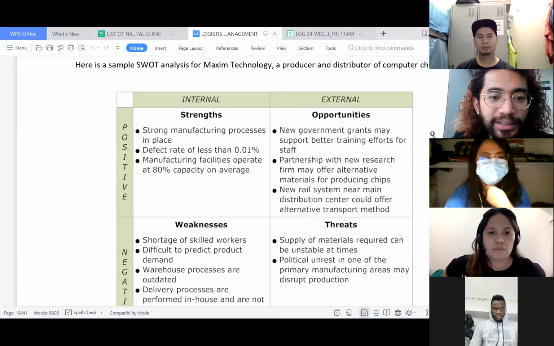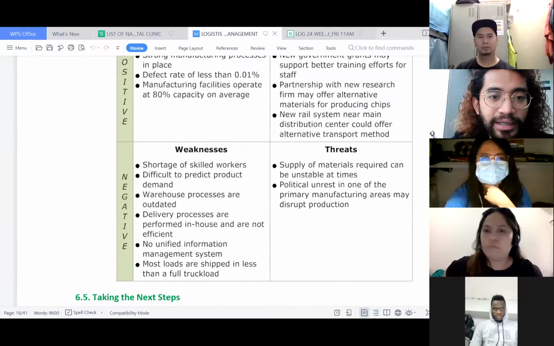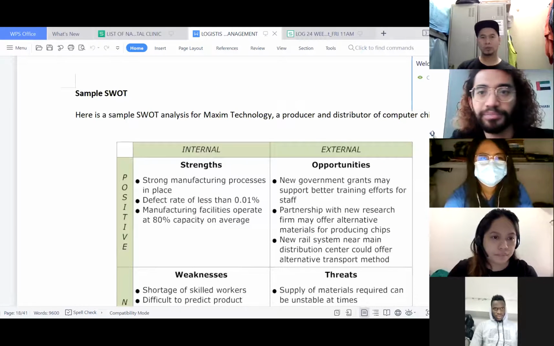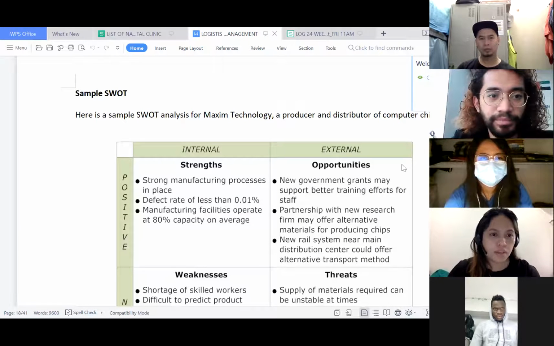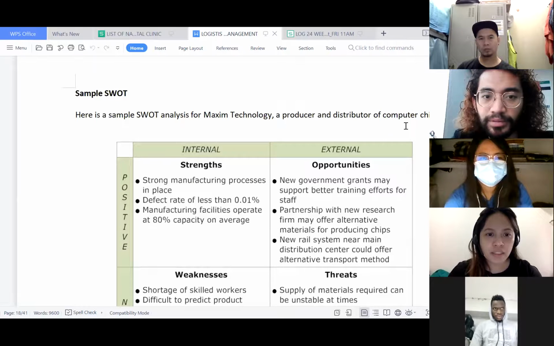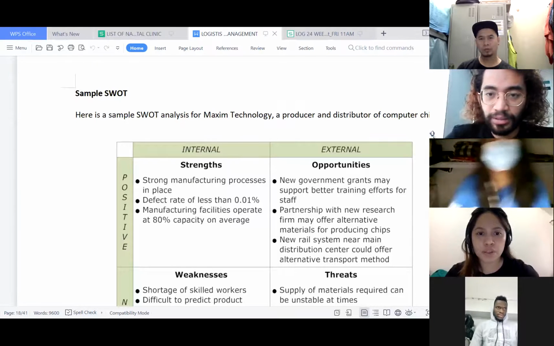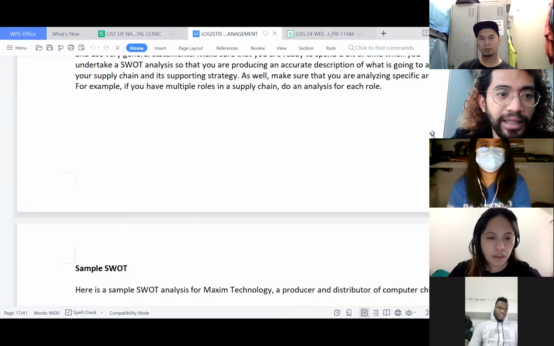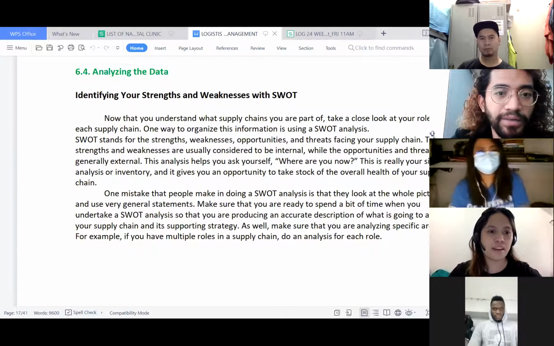Ooh, SWOT. Did we? No. Read this for me, Mitch. SWOT. SWOT, here is the example SWOT analysis for Maxim Technology, a producer and distributor of computer chips. Wait 1 second. I think SWOT is in this part. Okay. All right. Cool.